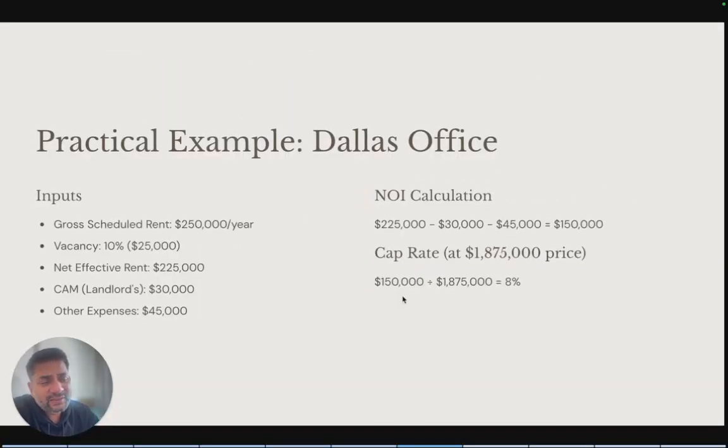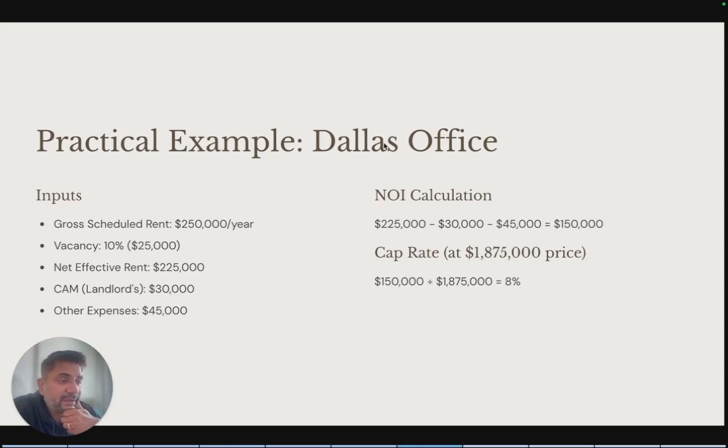So let's do a practical example of a Dallas suburban office building. The inputs could be gross scheduled rent, $250,000 per year. Vacancy assumption is 10%, that comes to $25,000. Net effective rent is $225,000. CAM charge is $30,000, that's the landlord share, and other operating expenses are $45,000. NOI calculation is 225,000 minus 30,000 minus 45,000, which is equal to 150,000. That's my net operating income.